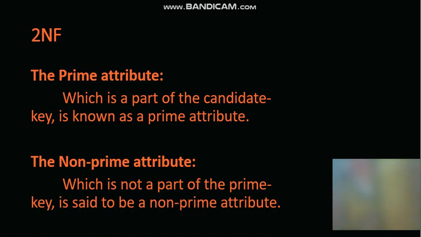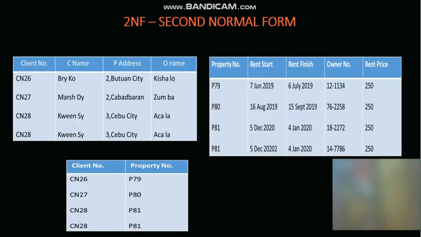Second normal form. Before we learn about second normal form, we need to understand the prime attribute and the non-prime attribute. The prime attribute, which is a part of the candidate key, is known as a prime attribute. The non-prime attribute, which is not a part of the candidate key, is said to be a non-prime attribute. So here, the second normal form.